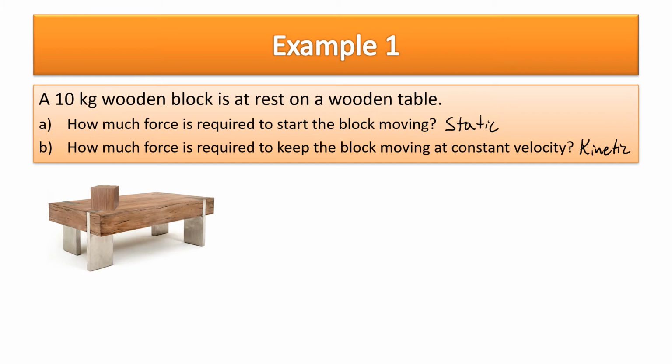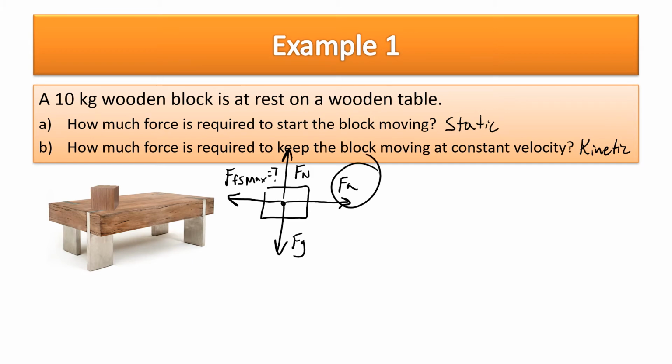So let's start by making, for part A, a free body diagram. You're going to draw the block. You have your weight, Fg, and you have your normal force. Those two are equal to each other in this case. And we're going to increase our applied force until we reach the maximum static friction. What is that maximum static friction? That'll tell us how much applied force we need, which is technically what they're asking for in part A. How much force is required to start it moving? They're asking, what is the applied force that you need?